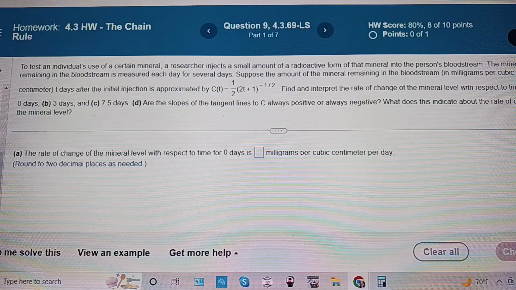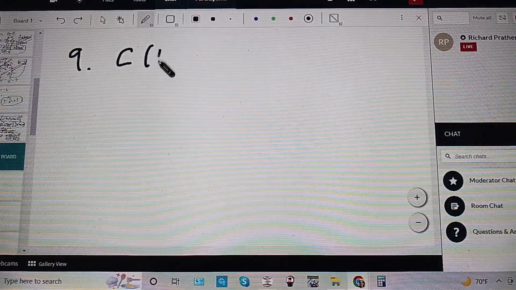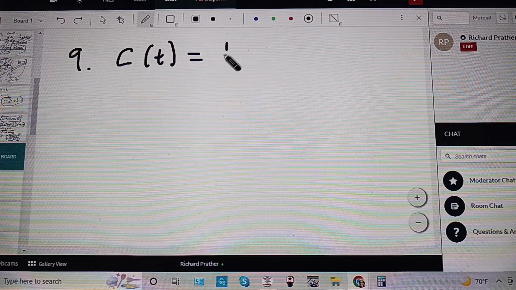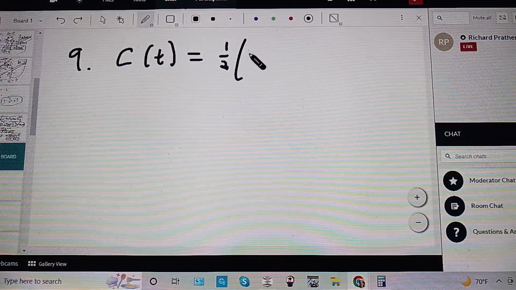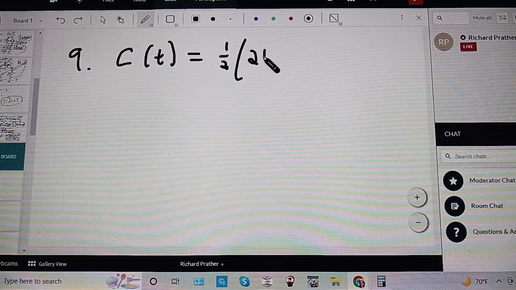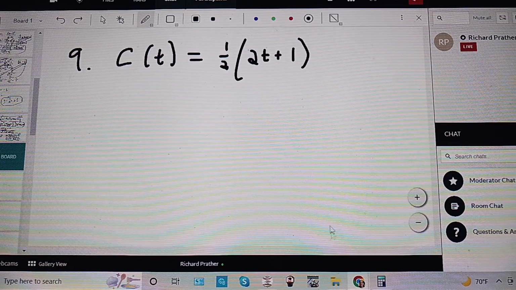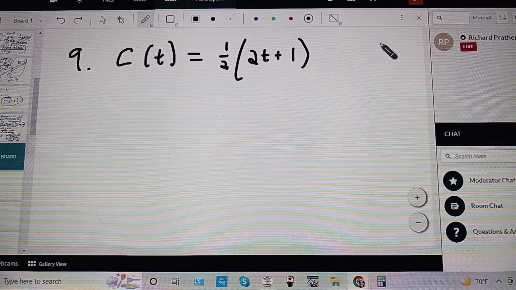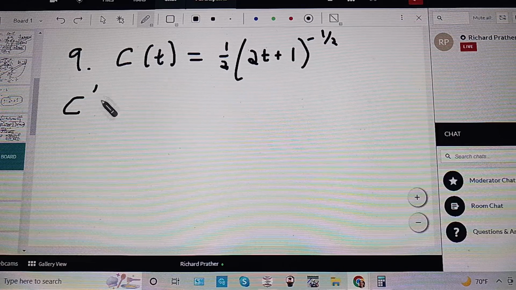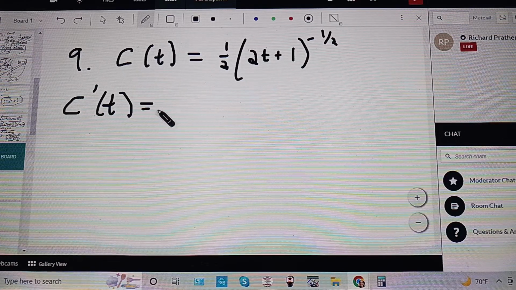So my C of t is 1/2, and then times a base of 2t plus 1. Notice the base isn't just t, it's more stuff than that, so that's when the chain rule matters. 2t plus 1 raised to the negative 1/2. So rate of change, that's derivative. Power rule first, negative 1/2 times positive 1/2 is negative 1/4.